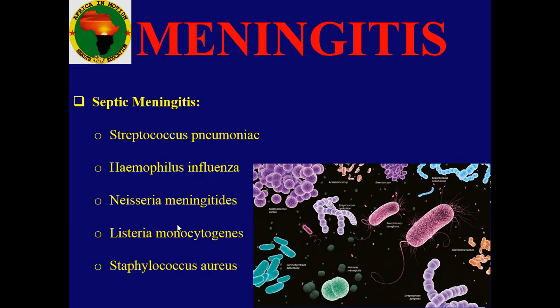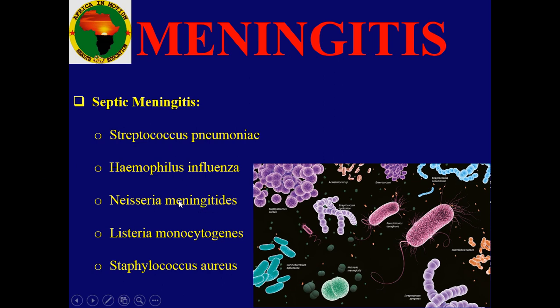The causes are many, but we group them into two categories. There is septic meningitis and there is aseptic meningitis. Septic meningitis is the one which will produce pus. You take a needle, as you take the fluid from the back of the patient, that fluid that we saw, and you see that the fluid comes out with pus. That is septic meningitis. It can be caused by Streptococcus pneumoniae, Haemophilus influenzae, Neisseria meningitidis.